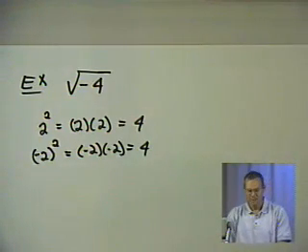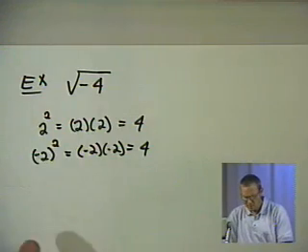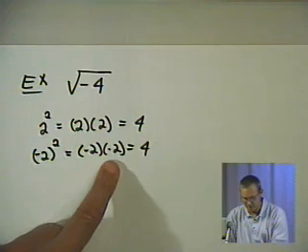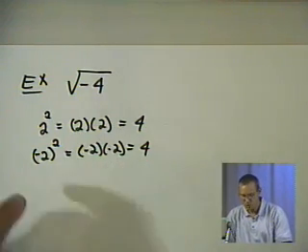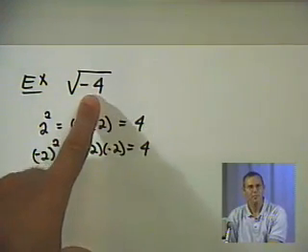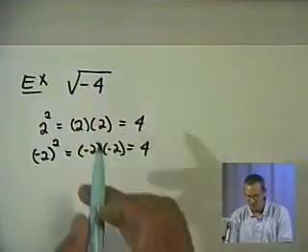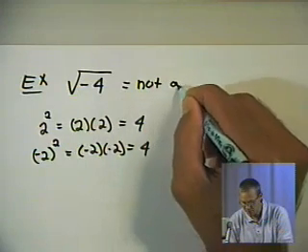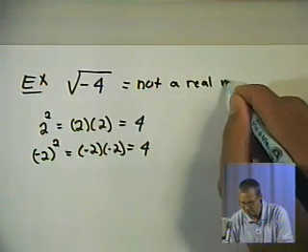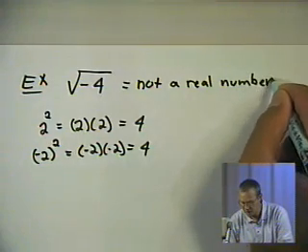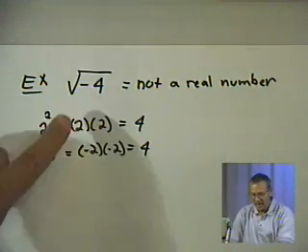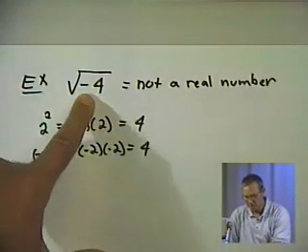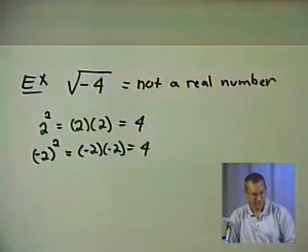So it's not that. Remember, when we square a positive number, we get a positive. When we square a negative number, we get a positive. So there's no way that we can square any number and come up with a negative value. Therefore, the square root of negative 4 is not a real number. Later on in the text, we will actually learn how to evaluate the square root of a negative. But for right now, we're going to say that the square root of a negative number is not a real number.